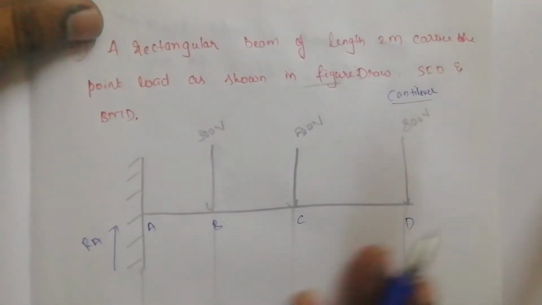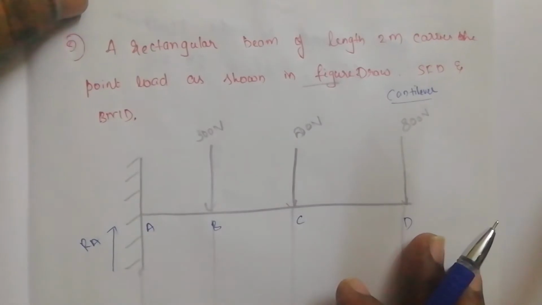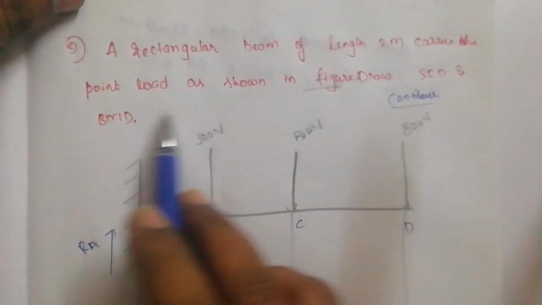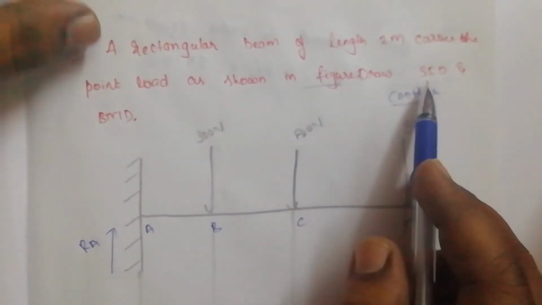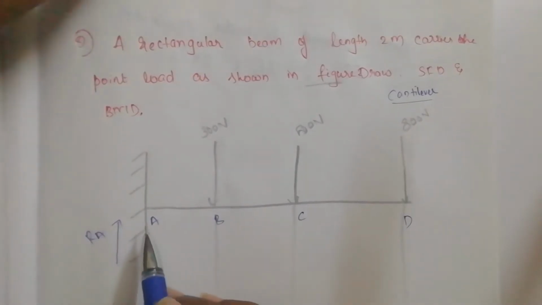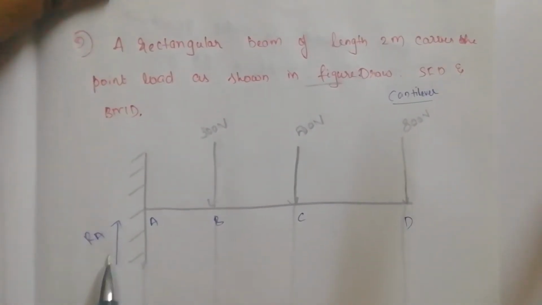Okay, so the question has been given like this. A rectangular beam of length 2 meter carries a point load as shown in the figure. Draw the shear force and bending moment diagram. So in the figure they have given a cantilever type of beam.